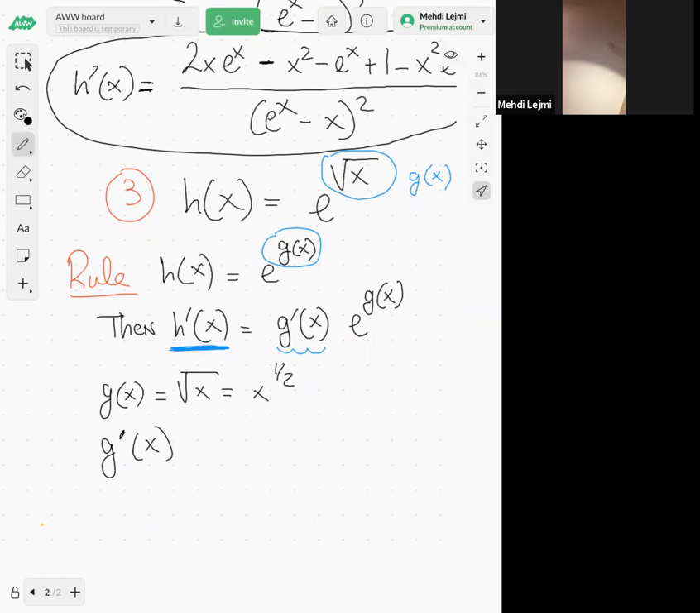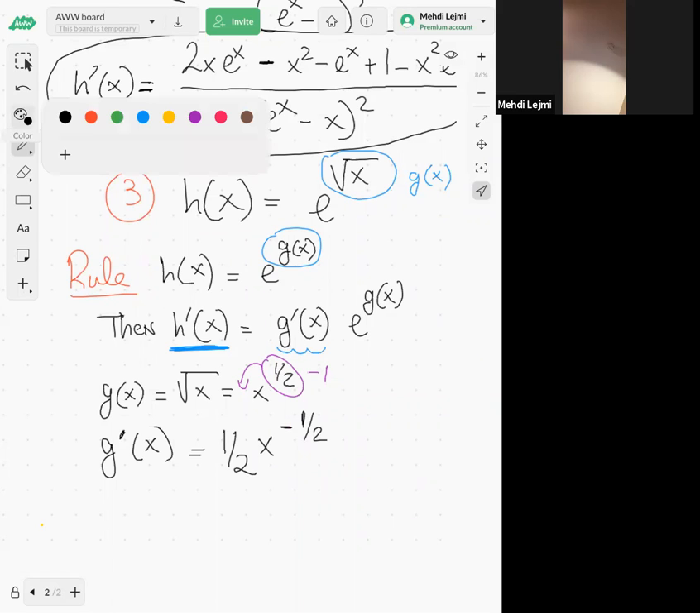So then g prime. So remember the power rule, guys? We have x with some power. So this power is half. You bring down the power and you subtract 1. So I'm going to bring down the power half in front of x. Subtract 1 from half. That's negative half, right? So 1/2 minus 1, that's negative half. So that's my g prime of x. Right, so I got my g prime of x. So now I can answer the question.